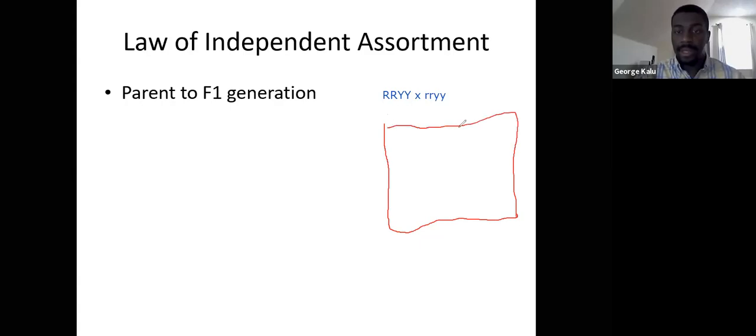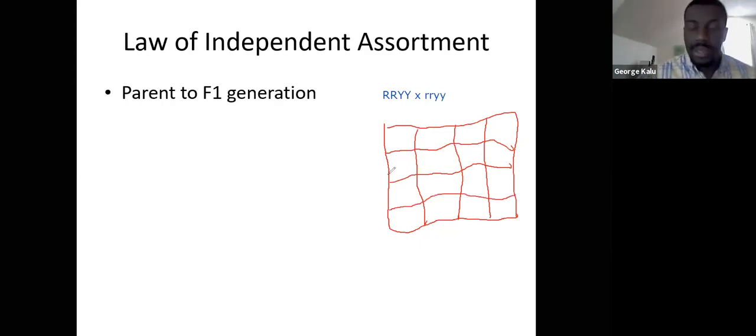Our Punnett square is actually going to look something like this. There's 1, 2, 3, and 4. Now the big R, big Y is going to be one parent, and little r, little y is going to be the other parent.